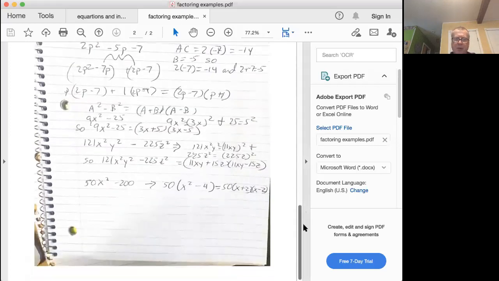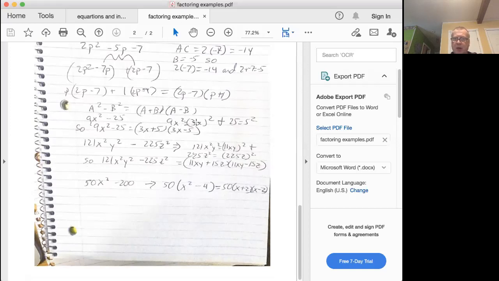Difference of squares, I'm sure you've seen it before. I have a 9x squared minus 25. The 9x squared is 3x quantity squared. The 25 is 5 squared, and they're subtracted, so it's called the difference of squares. The difference of squares is strictly a formula: something squared minus something else squared factors into what we had to square here plus what we had to square here. That's one binomial.